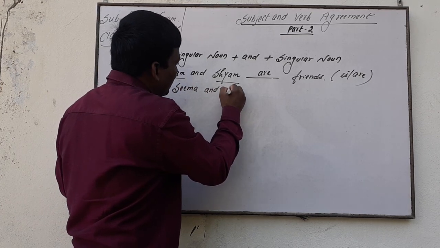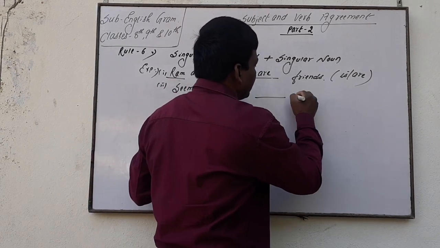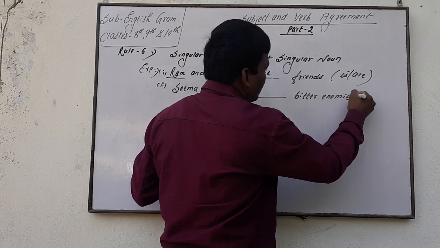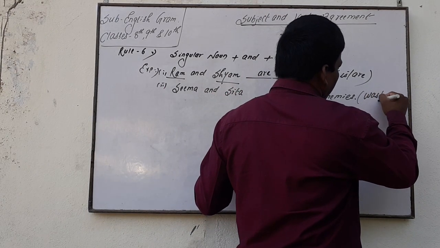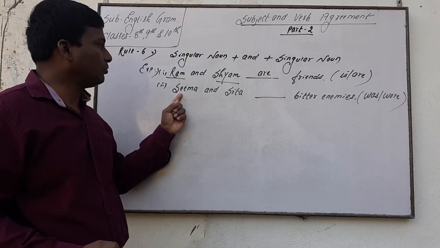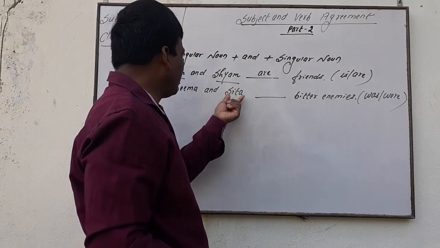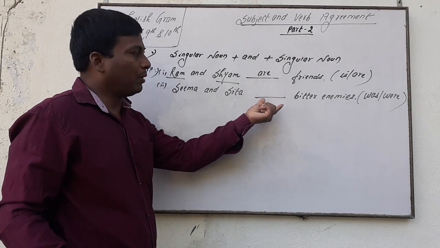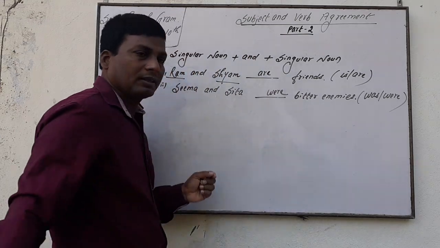Seema and Sita dash bitter enemies. So Seema is a singular noun and also Sita is a singular noun. And we combine these two singular nouns by the help of and, so our verb will be plural. So, is it clear?